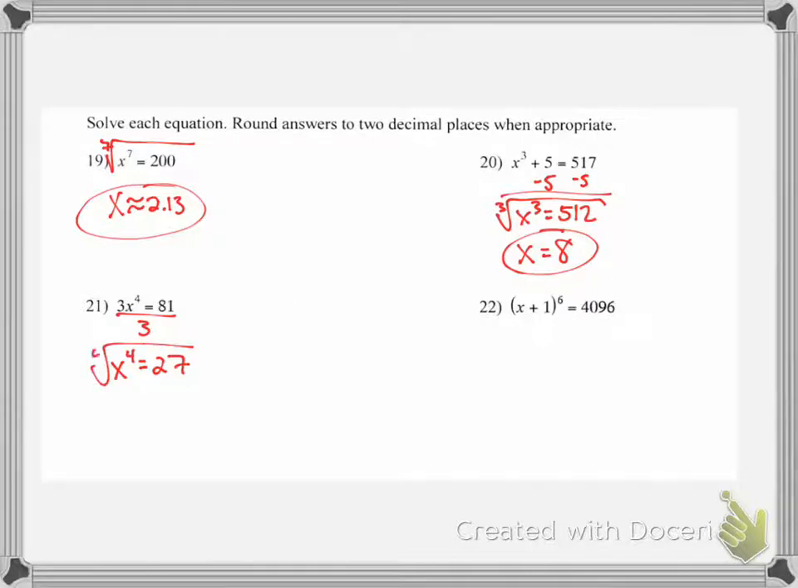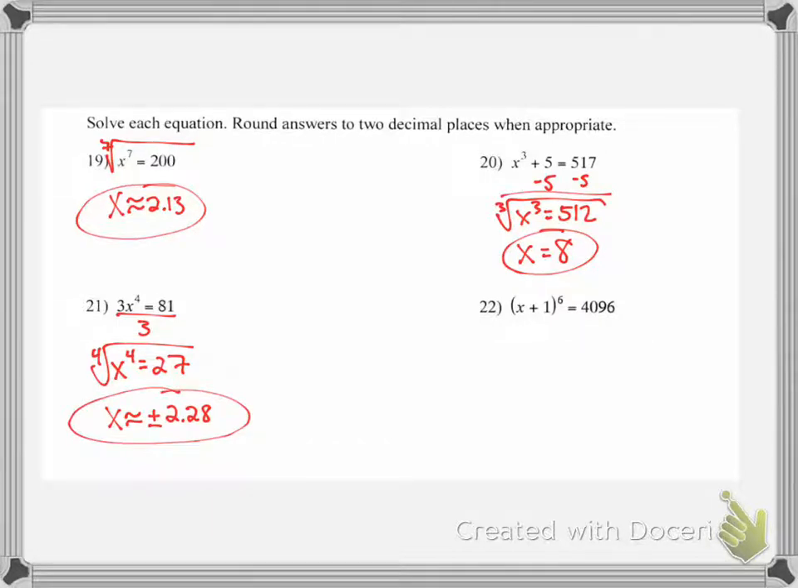Now we'll take the 4th root of each side. This is an even-numbered root. So the fact that I've got an even-numbered root here means I'm going to use my plus-minus sign. The 4th root of 27 is approximately 2.28, positive or negative.